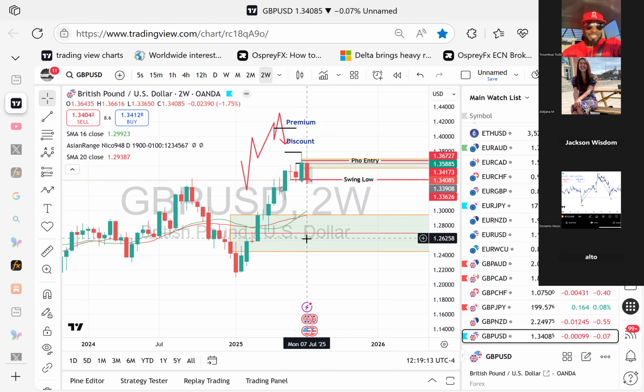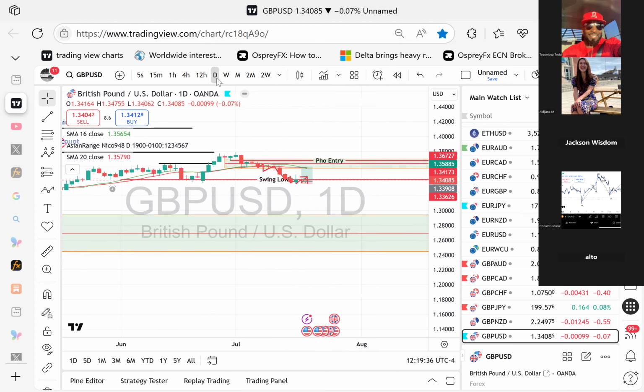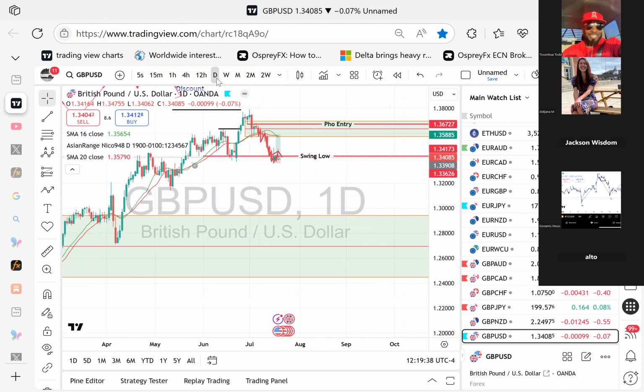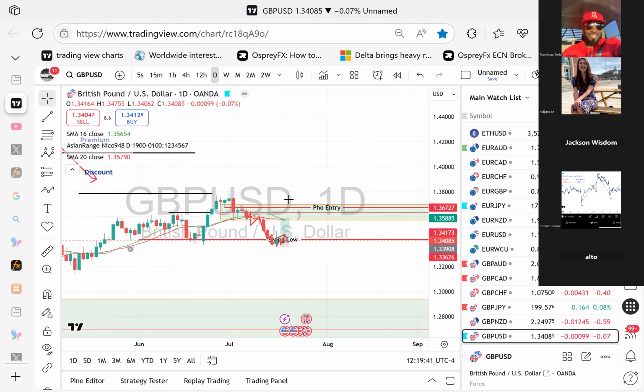Does that make sense? Yeah, I'm starting to understand it. So demand zone. Once I fibbed and I got my zone, I already know that price is selling. I know it's selling. All I had to do was go find an entry.